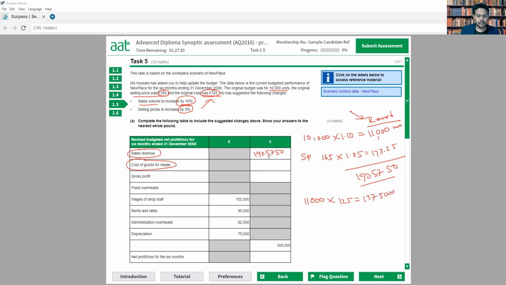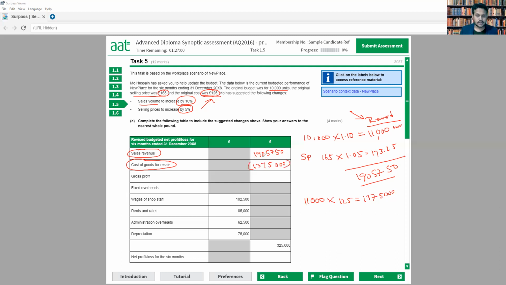137,500. So my cost of goods sold is 137,500. That's it. Then you have to calculate the gross profit. Now the gross profit is the difference. So sales minus cost of sales will give us the gross profit.